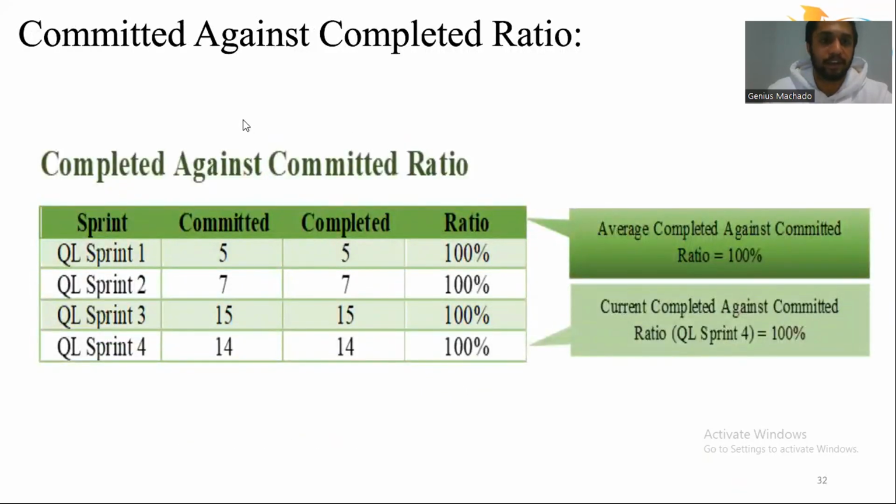This is the committed against completed ratio, which is 100%. QL stands for quick learning. Sprint 1 we had 5, sprint 2 we had 7, sprint 3 we had 15, and sprint 4 we had 14 story points. So it all went well.